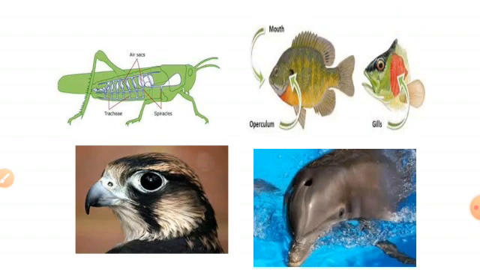Breathing in amphibians. Amphibians can live in water as well as on land. The adult amphibians can breathe through lungs and their skin, whereas the babies live in water and breathe through gills.